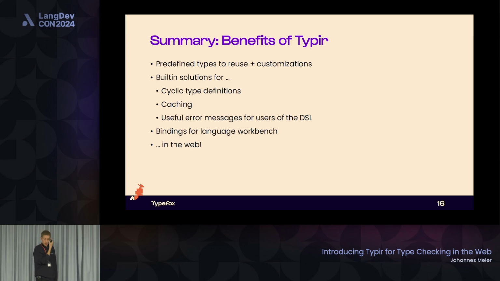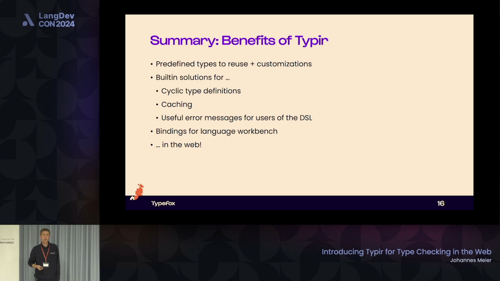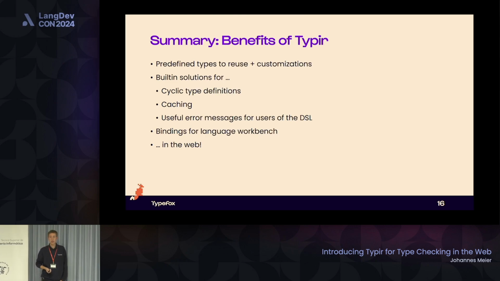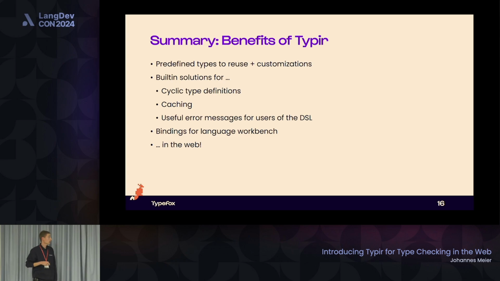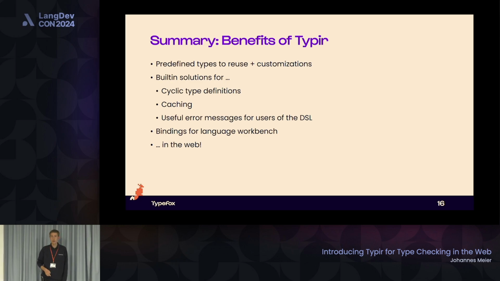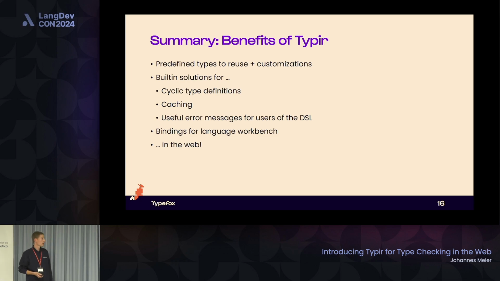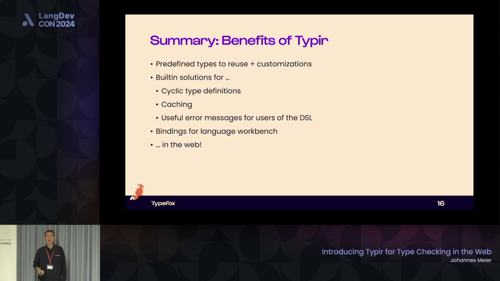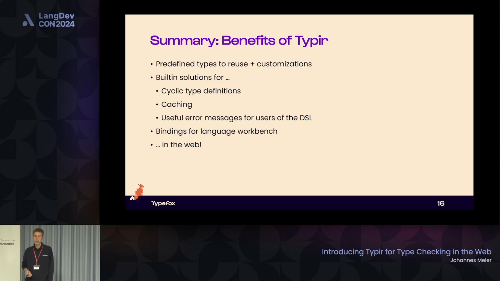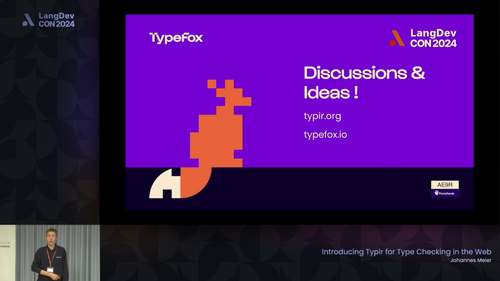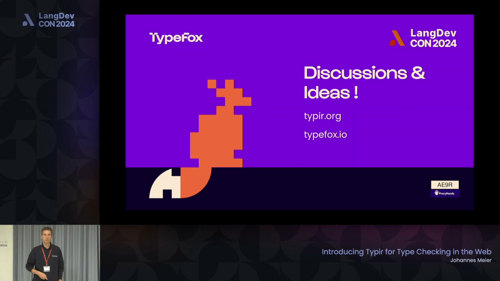And in the end, to conclude, the idea of Typir, the benefits we want to achieve with it, is to reuse and to solve problems which occur often. For example, cyclic type definitions, caching for performance, error messages we saw together that need to be solved all the time. We want to save time for that. We have the bindings for Langium we saw, and nowadays everything must be in the web. And now we are looking for your questions, for your ideas, for your contributions now or later. Thanks.